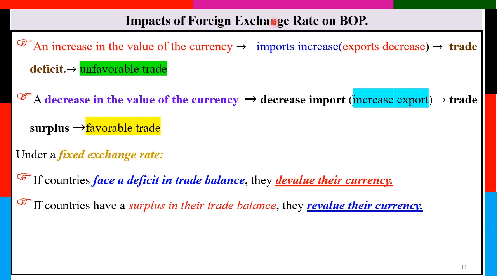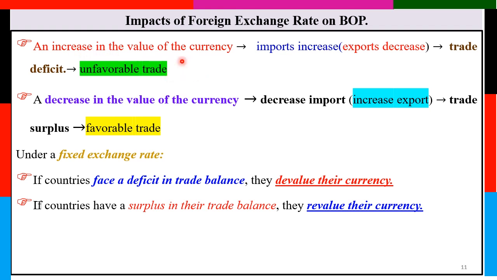Impact of foreign exchange rates on the balance of payments. The first one: an increase in the value of a currency means imports increase and exports decrease, which in turn has an impact on the trade deficit, again an unfavorable trade balance in the balance of payments.